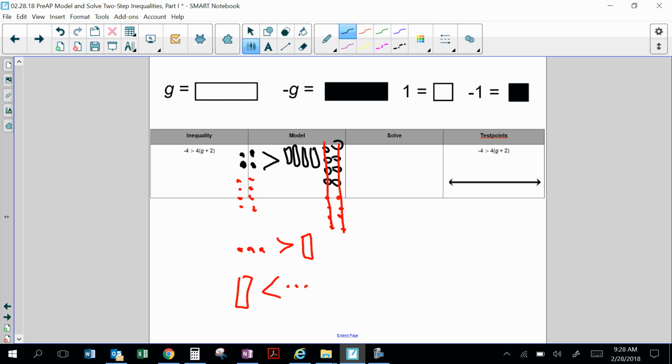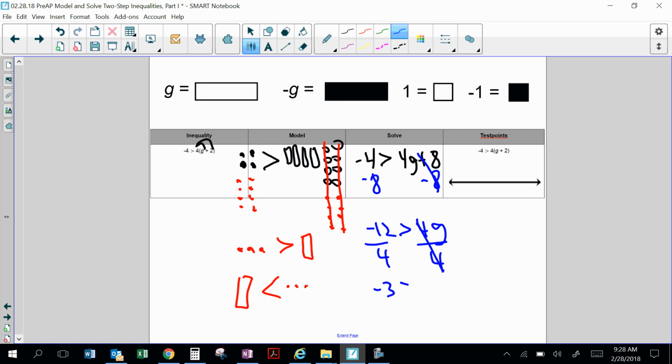Now let's solve it algebraically. Negative 4 is greater than 4g plus 8, because 4 g's and 4 twos is 8. Are the g's isolated? No. Subtract 8 from both sides. This cancels. So we have negative 12 is greater than 4g. How am I going to get rid of this 4? The relationship is multiplying, so the inverse is to divide both sides by 4. This cancels. Negative 3 is greater than g. Same answer as this. But can I write it where the variable comes first? g is less than negative 3. And that's the answer.